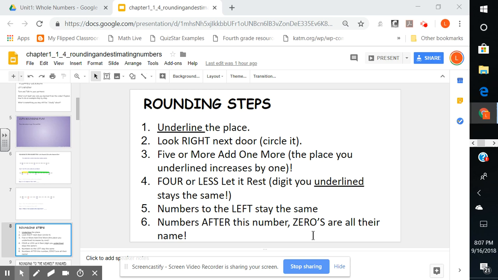5 or more, add one more. So the place you underline increases by 1. 4 or less, let it rest. The digit you underline stays the same. Numbers to the left stay the same, and numbers after this number, zeros are all their names.